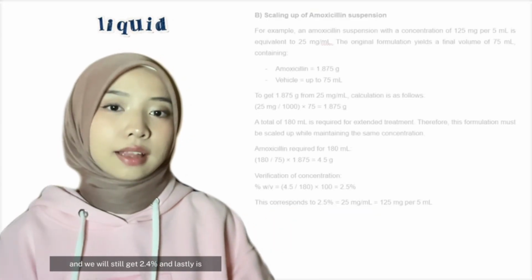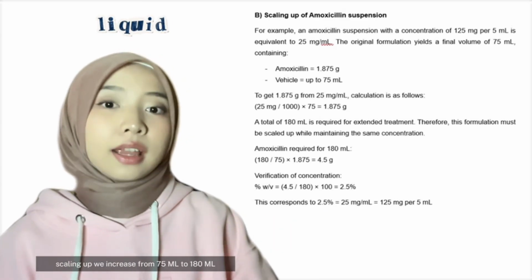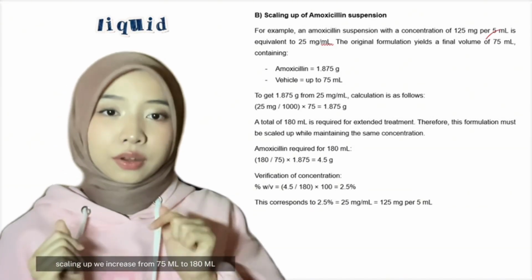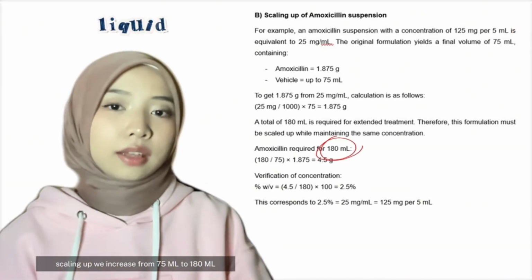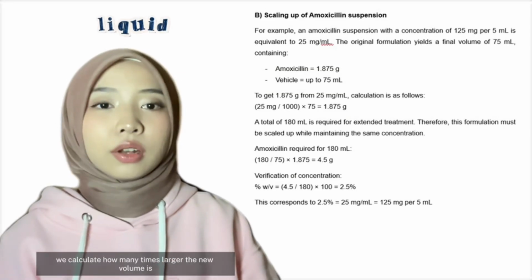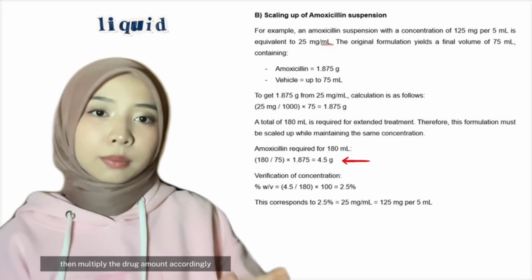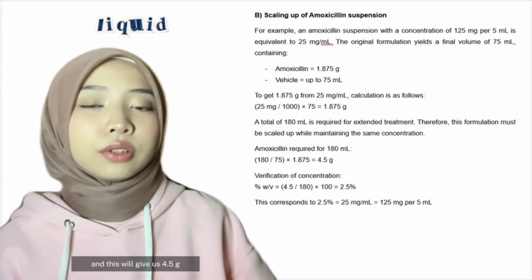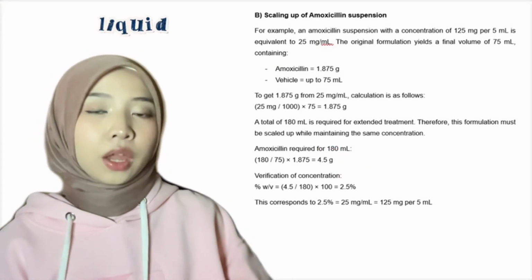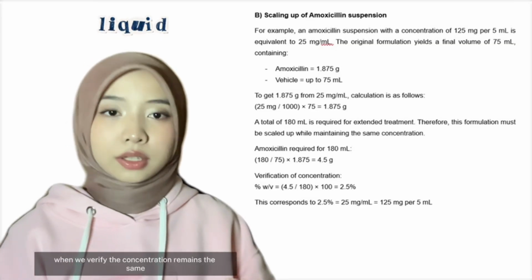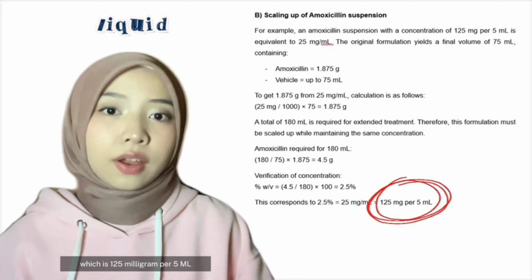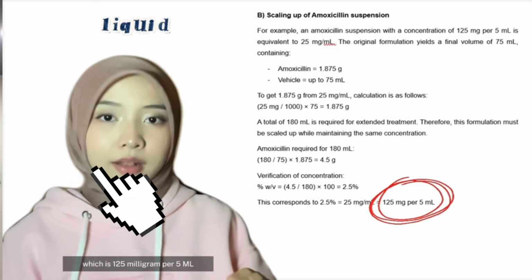And lastly is amoxicillin suspension scaling up. We increase from 75 ml to 180 ml. So again, we calculate how many times larger the new volume is, then multiply the drug amount accordingly. And this will give us 4.5 gram. When we verify, the concentration remains the same, which is 125 mg per 5 ml.